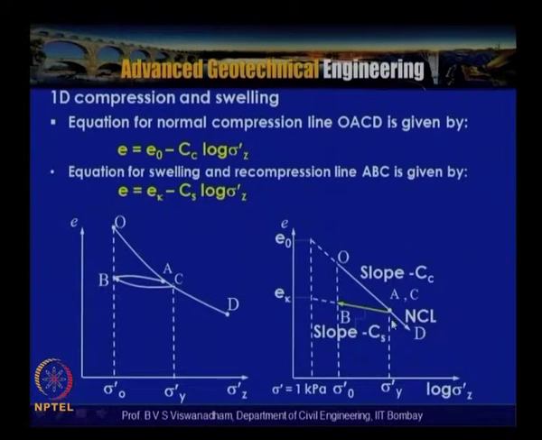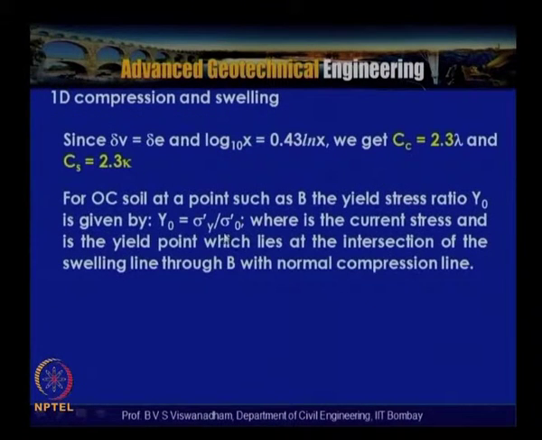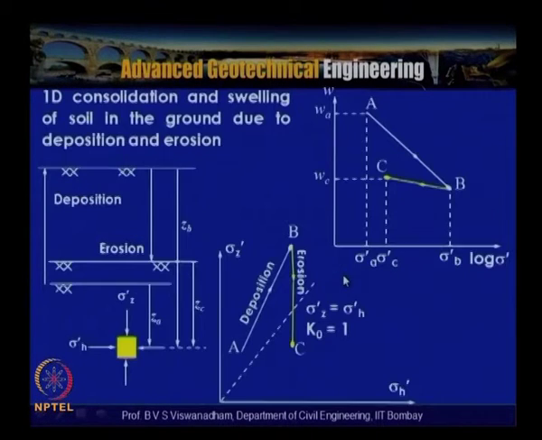Sigma naught dash y is obtained at this particular point on the normal compression line, where the unloading limb meets the normal compression line, and the yield stress ratio is sigma dash y by sigma naught dash, where sigma naught dash is the current stress and sigma dash y is the yield point, which lies at the intersection of the swelling line through B with the normal compression line.